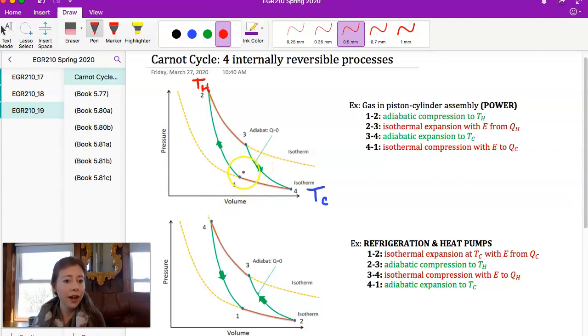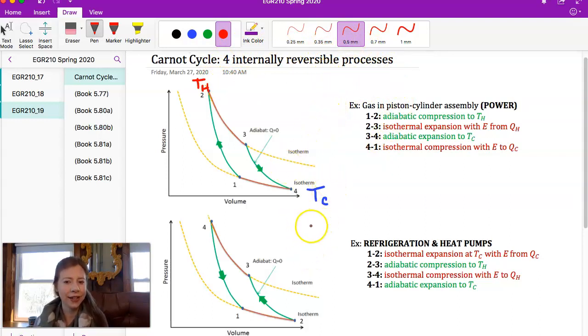Remember, Carnot is a theoretical cycle. It places the upper limit on engine efficiency. From 4 to 1, we are along an isotherm again. We are at TC and we have compression with the energy going to QC, our cooler reservoir, so that we maintain this cooler temperature even though we are increasing pressure. Okay, so that is the Carnot power cycle. You can see it alternates between adiabatic, isothermal, adiabatic, isothermal. These are our 4 internally reversible processes.